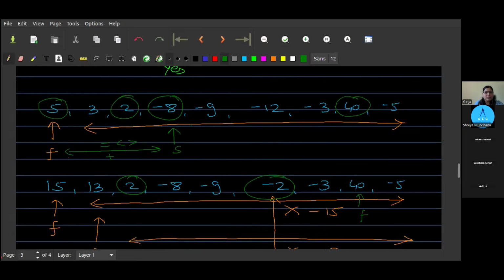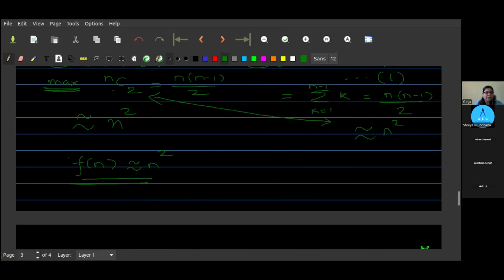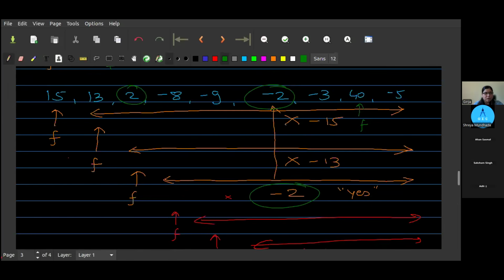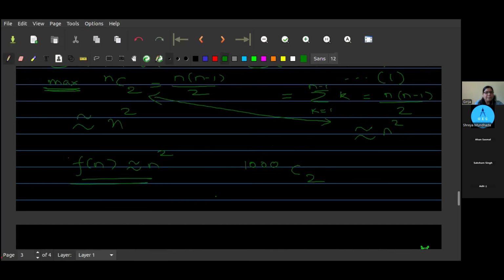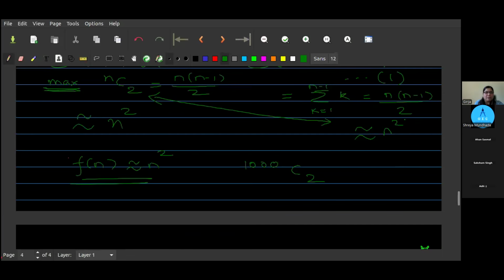Initially, here my n was 9. So I would get something like n choose 2 in this case, 9 choose 2. But if this list becomes huge, if the list has 1000 numbers, then suddenly I get 1000 choose 2. So that is the reason we are just focusing on n. And because we are looking at growth rate, the constants don't matter.